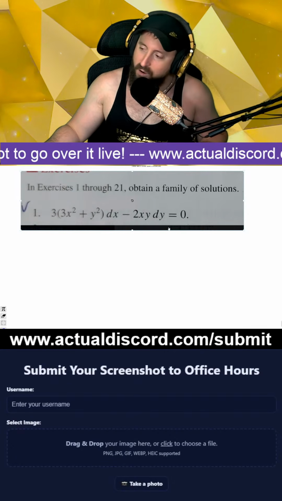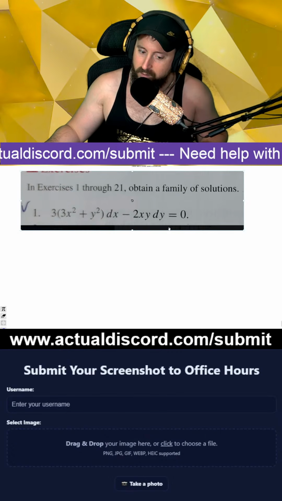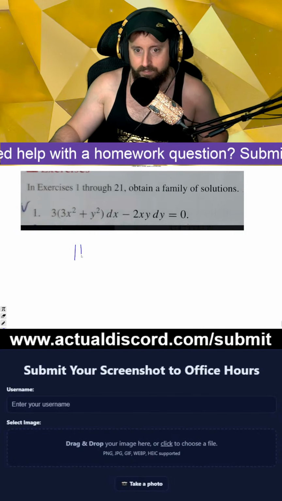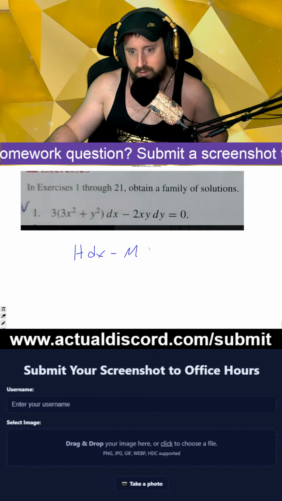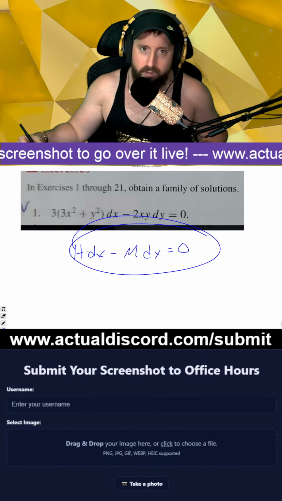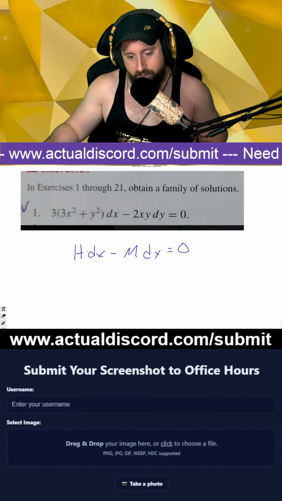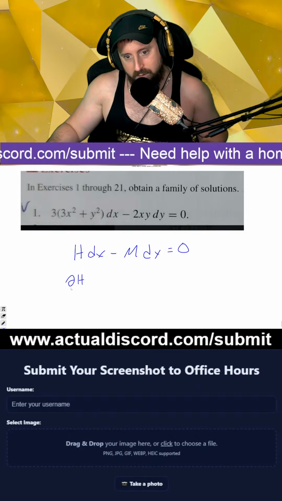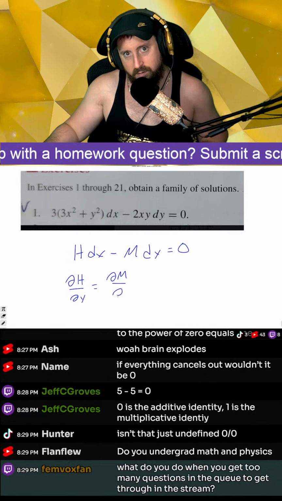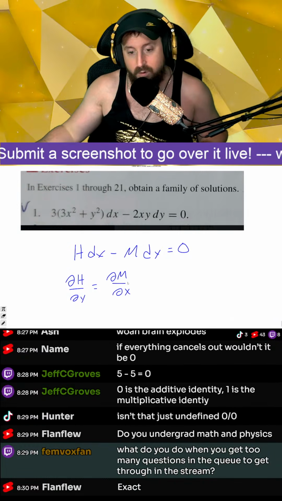This is, man, what is this called? There's a name for this type of solution. Is this like integrating factors or something? It's like when you have h dx minus m dy is equal to 0. What is this? I know this is something. I have to show that it's conservative, I think. I have to show that dh/dy equals dm/dx. Yeah, it's exact. Oh, okay, that's what it is.